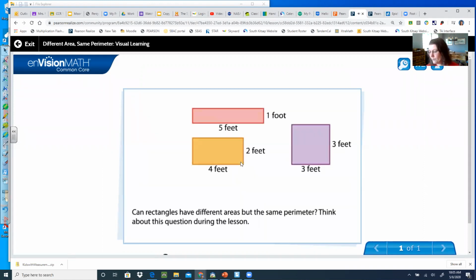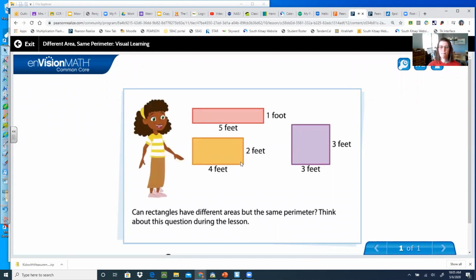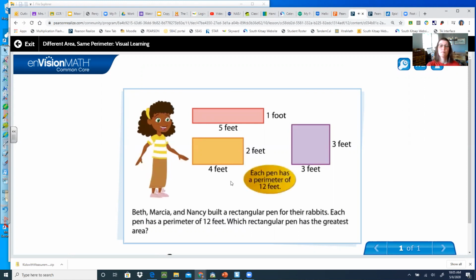Can rectangles have different areas but the same perimeter? Think about this question during the lesson. Beth, Marcia, and Nancy built a rectangular pen for their rabbits. Each pen has a perimeter of 12 feet. Which rectangular pen has the greatest area?